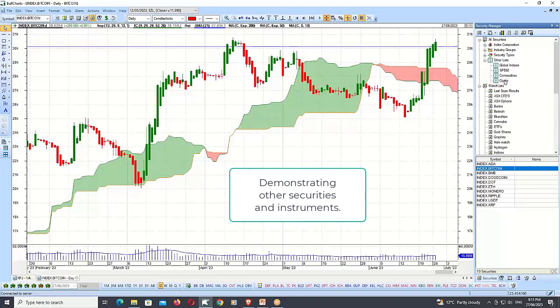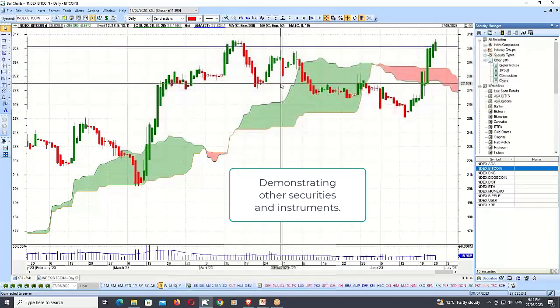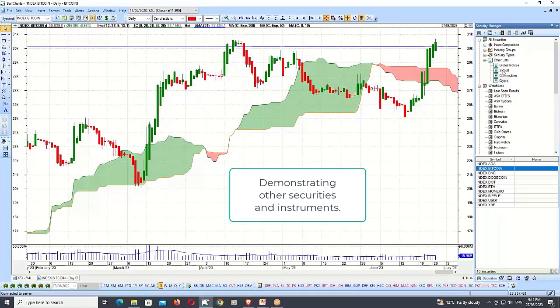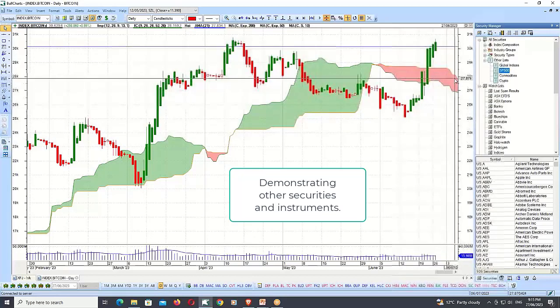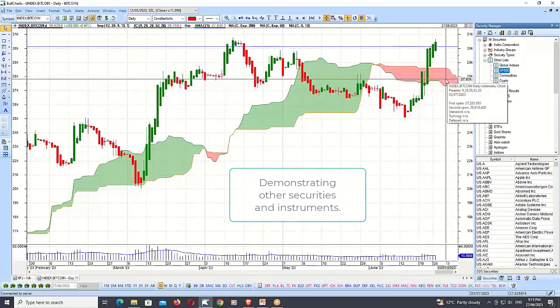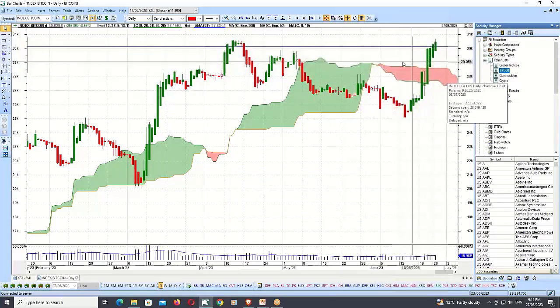So what are we looking at there, Paul? Bitcoin. That's Bitcoin, to show you it can be used on other things. Above the cloud. But tell us, right at the right-hand end of the chart, even though Bitcoin is climbing and it's above the cloud, the red cloud is falling. What's that tell us? Momentum. Momentum is weakening.